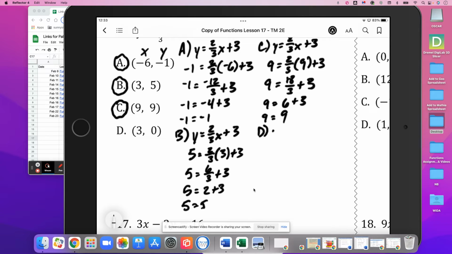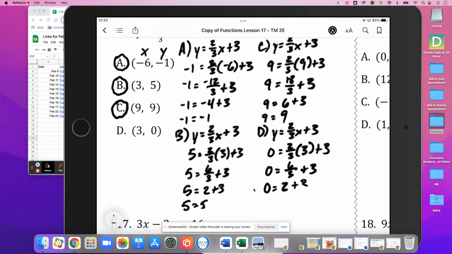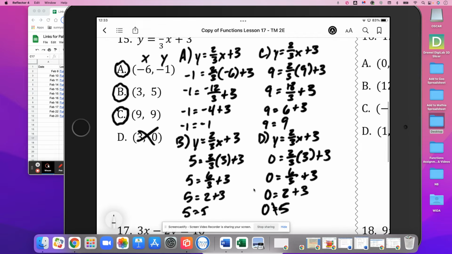D. Y equals 2/3 x plus 3. So y is 0. 2/3 x is 3 plus 3. 0 equals 2 times 3 is 6 over 3 plus 3. So 0 is equal to 2 plus 3. The answer here is going to be no, but I'll finish it anyway. 0 equals 5. That's not true. So D does not satisfy the function. I'll pause here, so you can pause if you need to, then I'm going to move on.